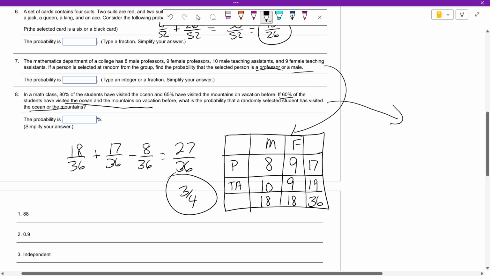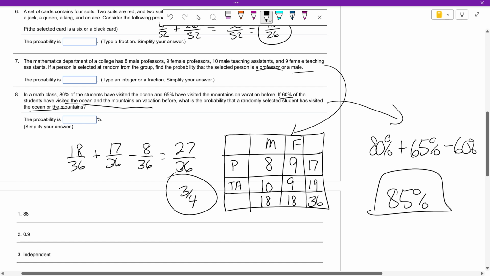So what we do is we add the two together, and then we subtract what is doubled up. Okay? So we take the 80% that we got for visiting the ocean, plus the 65% for visiting the mountains, minus the 60% that have visited both. So that means 85% have visited either one or the other.